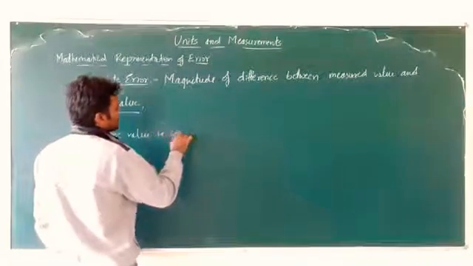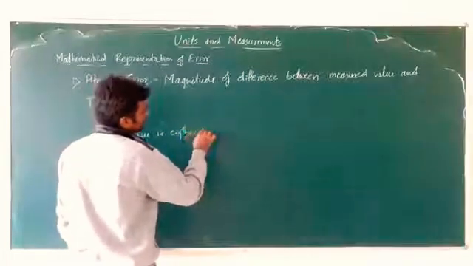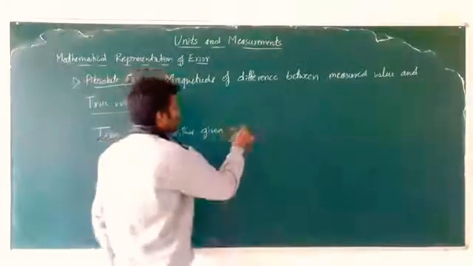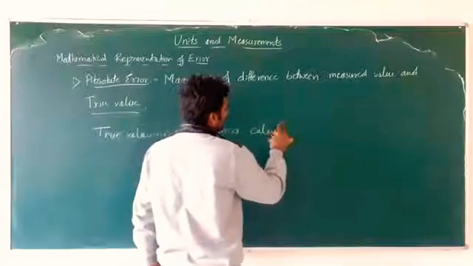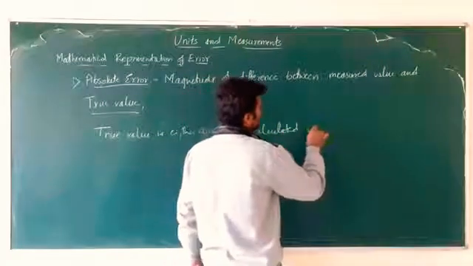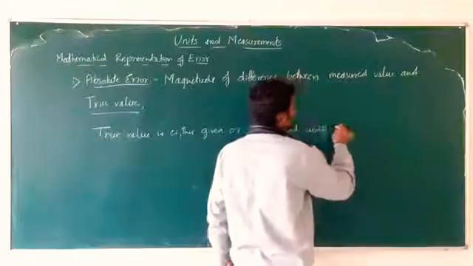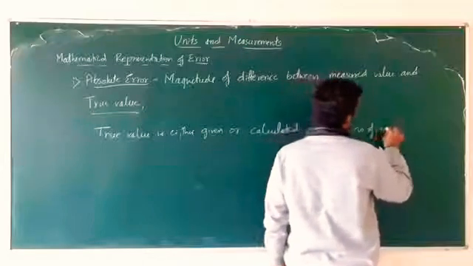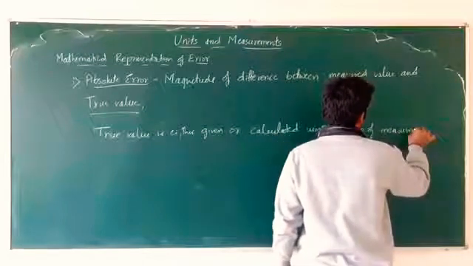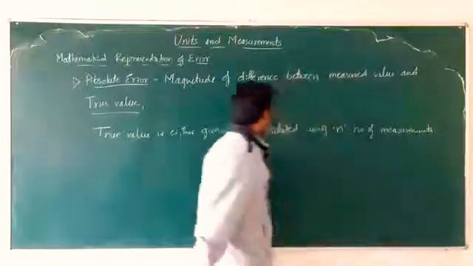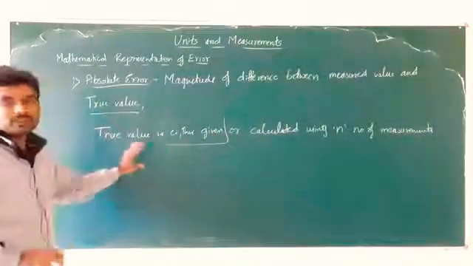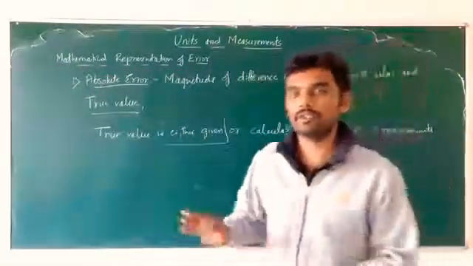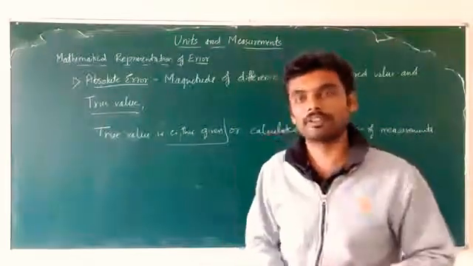So here the true value is either given or calculated using n number of measurements. See, this part is easy. They themselves will give the true value, very easy. So this much is the true value, that's finished, no need to worry. 100 gram toothpaste, finished.